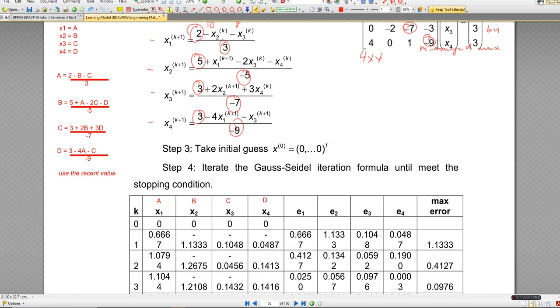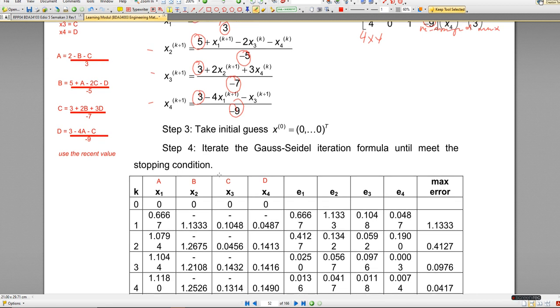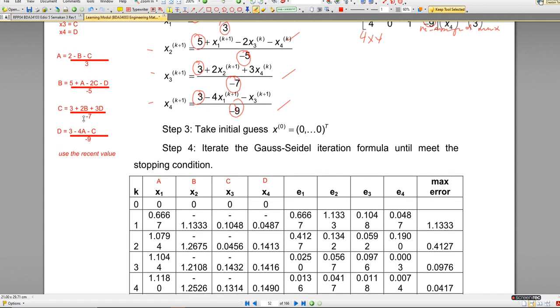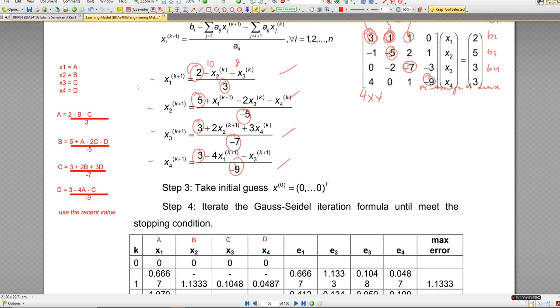Okay, and then step 3, take initial guess, x power of 0. This is the transpose. And then step 3, iterate the Gauss-Seidel iteration formula until it meets the stopping criteria. So in the Gauss-Seidel iteration method, after we get this one, we will put in the matrix like this one.